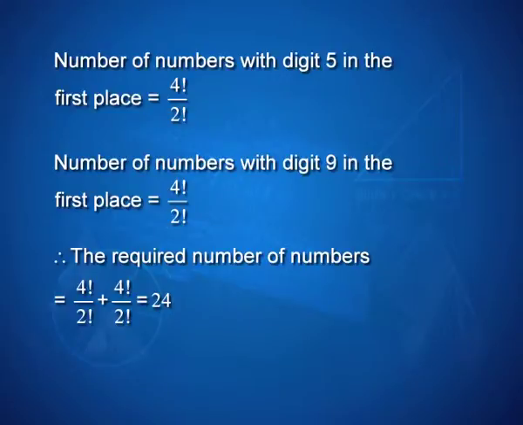Now, you may say, why do I have to go through this? I can always use the fundamental principle of counting, which says if the first place can be filled in 2 ways, and the remaining 4 places can be filled in 4 factorial by 2 factorial ways, then the total number of such numbers that can be formed will be 2 times 4 factorial by 2 factorial. That is exactly what you may do. It is perfectly fine to follow that method.